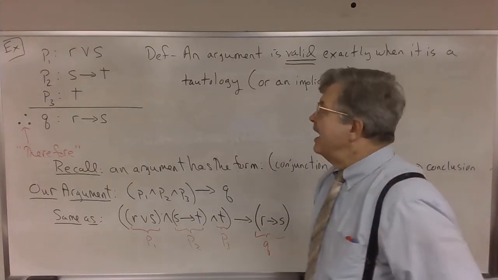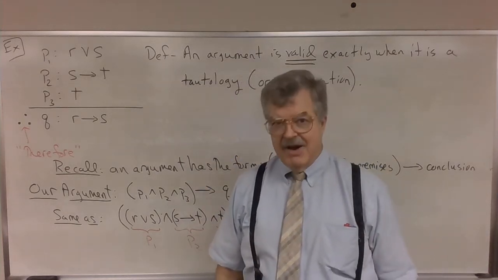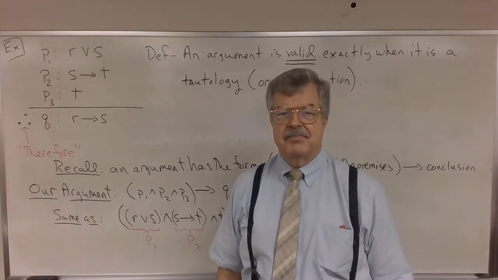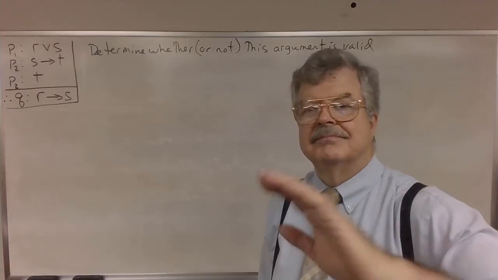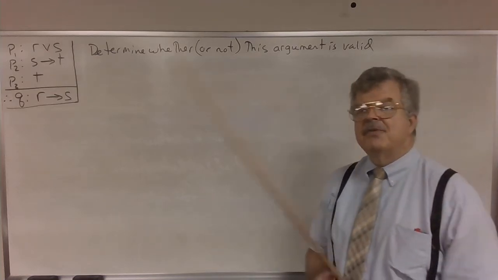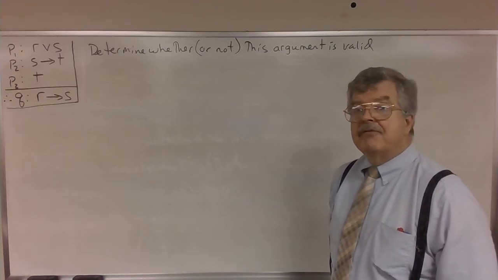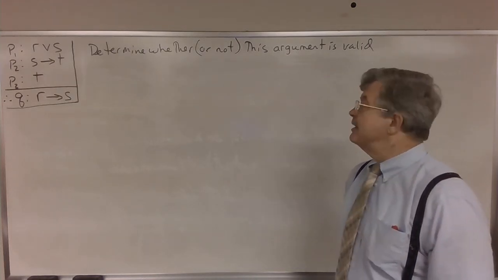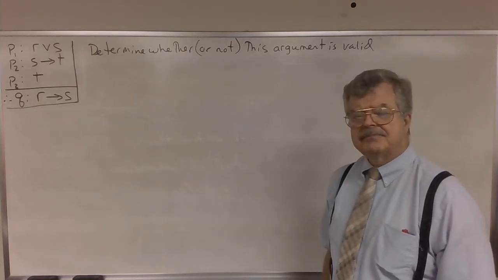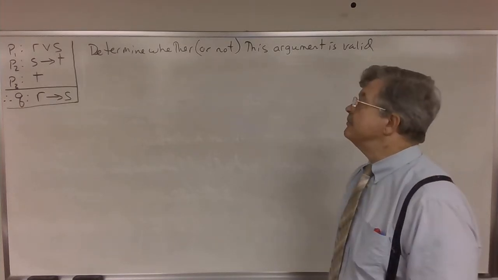Now, I just pulled this example out of my socks. I doubt that it's going to be a valid argument, but let's put it to the test, okay? Let's work with this thing and see if we really do have a valid argument on our hands. If we do, then the truth table for this son of a gun is going to be a tautology or an implication.